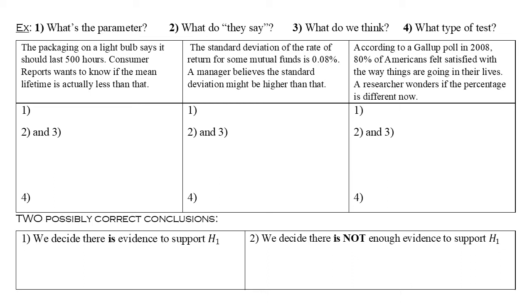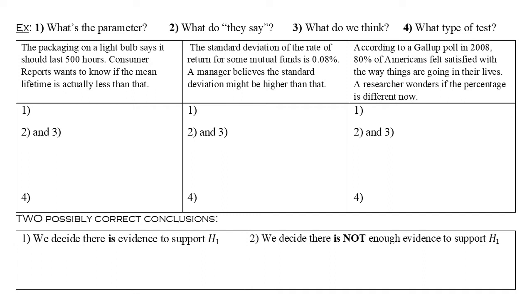So let's walk through some exercises here so we can practice making our statements of the hypothesis and see where we can go with that. So in the first example, the packaging on a light bulb says it should last 500 hours. Consumer Reports wants to know if the mean lifetime is actually less than that.